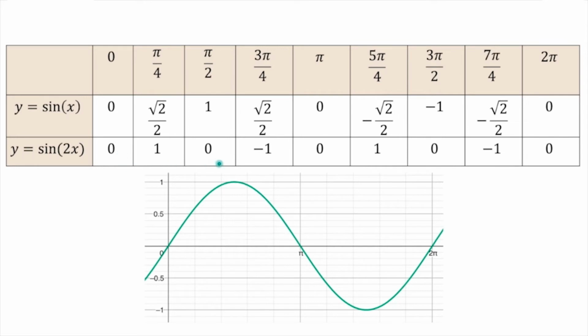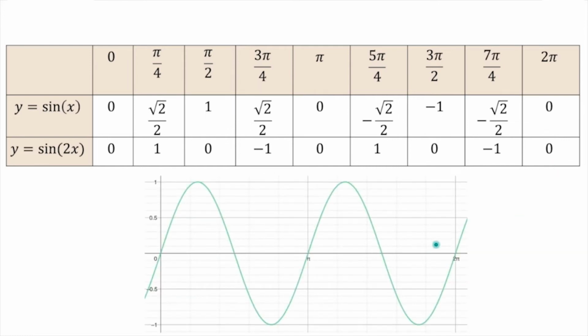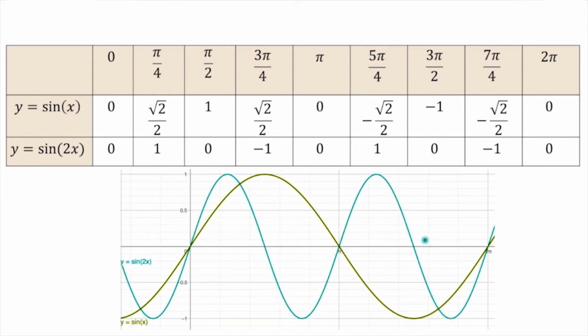Now, these coordinates may not give away what is happening, but let's look at the graph. Do you see a difference? Not quite yet? Okay, well, let's look at the 2 graphs together so you can compare the 2. Changing the value of b causes the frequency of the graph to change.